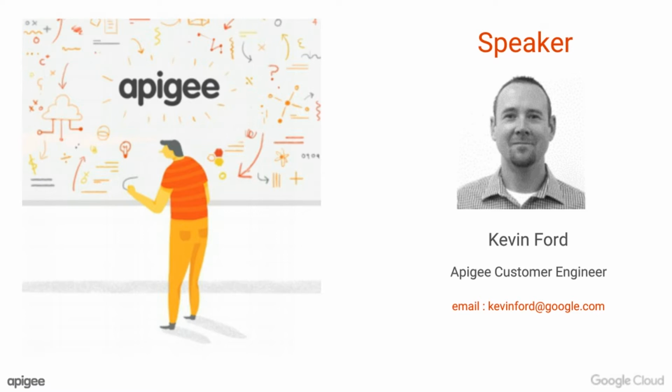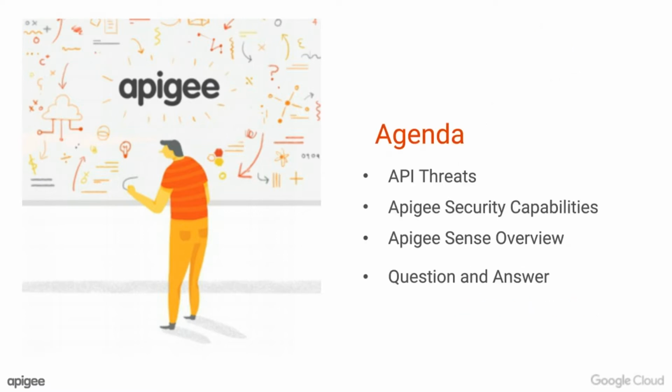Today we're going to cover API threats and basically the attacks that we see out in the wild when people are running their API programs, the security capabilities that are part of the Apigee Edge API management platform, and then an overview of Apigee Sense, which is an intelligent bot detection feature of the platform. And then we'll move on to a demo of Apigee Sense and show how it works and how it mitigates bot attacks. Following that, we will hit some Q&A.